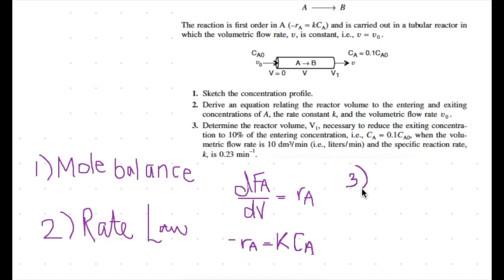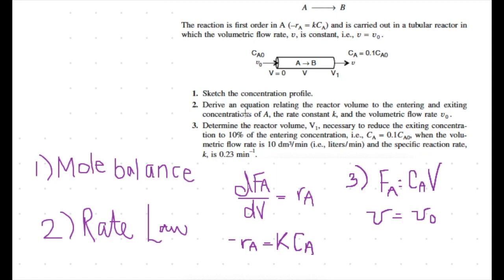The next thing we should do is write out other equations that we know that might help us. I mentioned this equation earlier in relating flow rate with concentration and volume. The flow rate of A is equal to the concentration of A times volumetric flow rate. And we're also given that the volumetric flow rate is constant.